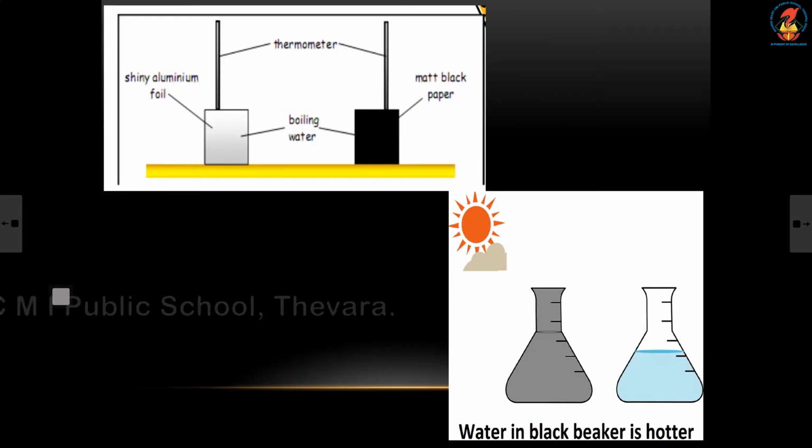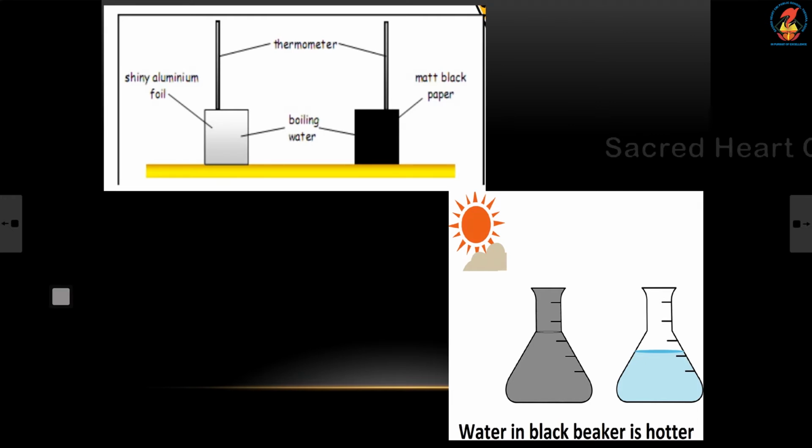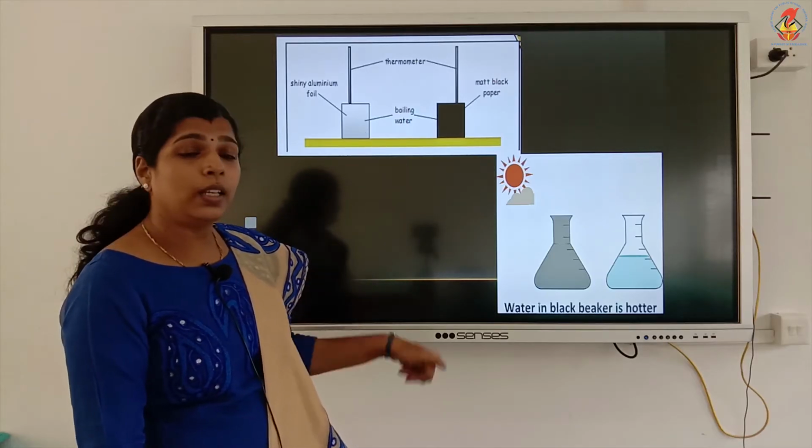Here I have taken two cans. One is covered with a black paper, not a polished black paper. The other one is covered with shiny aluminium foil. I have filled them with water, cover the can with lid and insert a thermometer. Place the cans in the sun, note the temperature, and after 15 minutes, after 1 hour, 2 hours, note the temperature of the water inside the can.